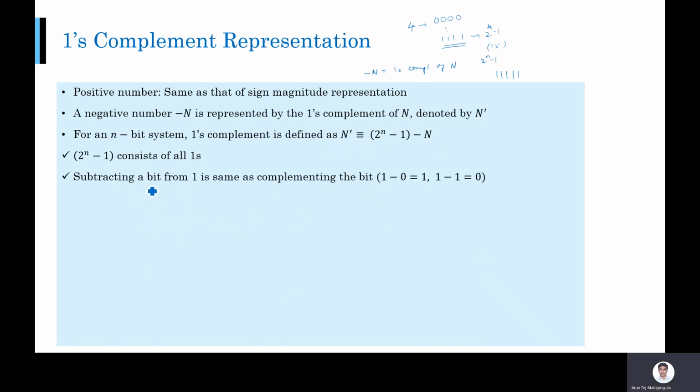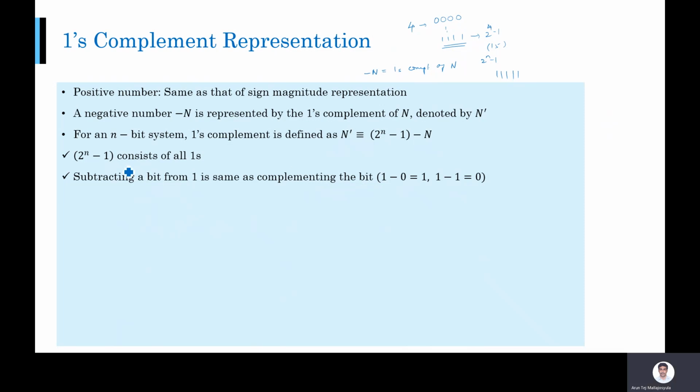Subtracting a bit from 1 is same as complementing the bit, which is also very easy to see, right? If you subtract 0 from 1, you get 1, right? Which is the complement of 0. If you subtract 1 from 1, you get 0, which is the complement of 1. So subtracting a bit from 1 is same as complementing the bit.